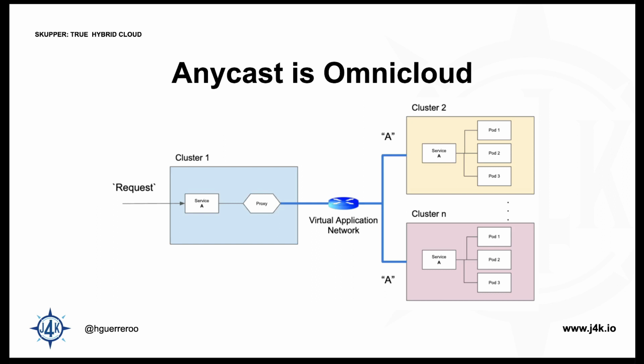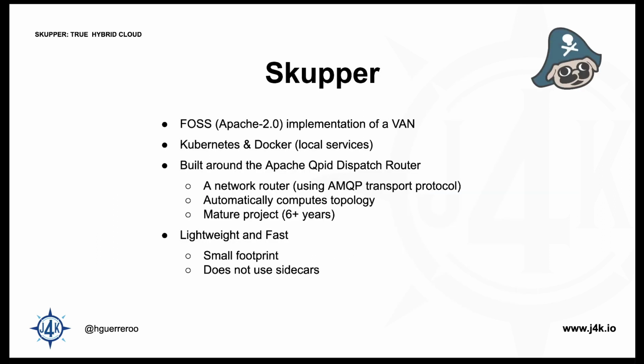Going into more detail on Skupper, and this is what I really want you to take home today after this session: Skupper is a project that is already out there. It's 100% open source, based on the Apache 2.0 license. So it's a very nice implementation of a virtual application network. It's very useful, as we mentioned, if we're talking about Kubernetes, where we have all these concepts of service, but it goes beyond just using Kubernetes.